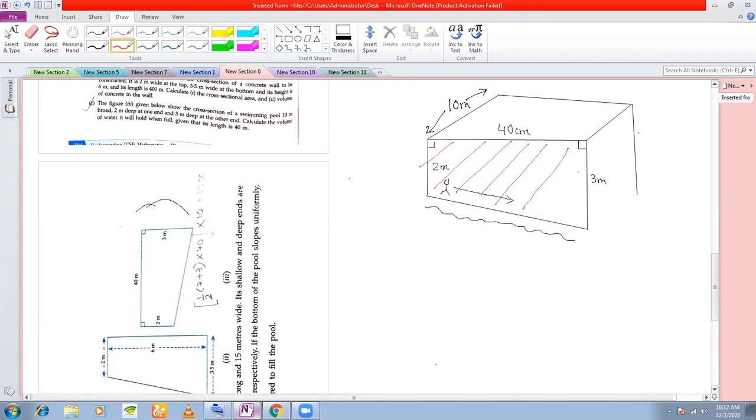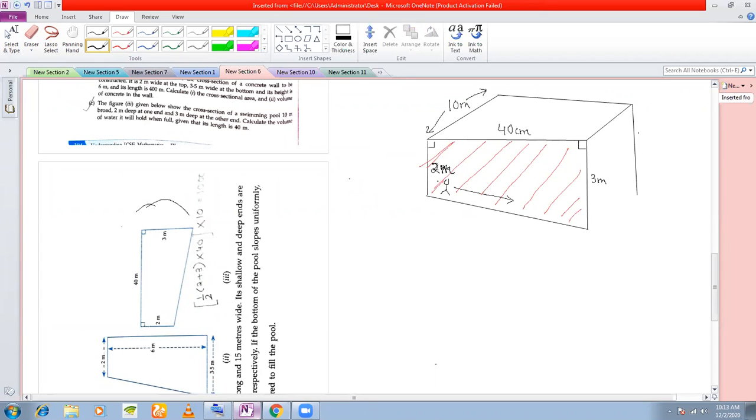Okay. This is your cross section. Cross section is in the form of a trapezium. So 10 meters broad, fine. 2 meters deep. 2 meters deep, it is already given to you here. The shallow part is 2 meters deep here.